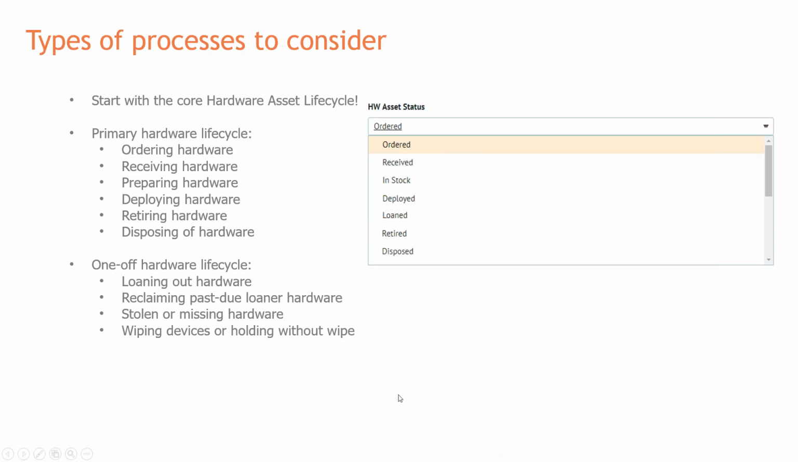Something that's not in this list out of the box, but is actually pretty critical. Two areas here: stolen or missing, either as one or even as two separate states you may want to add.